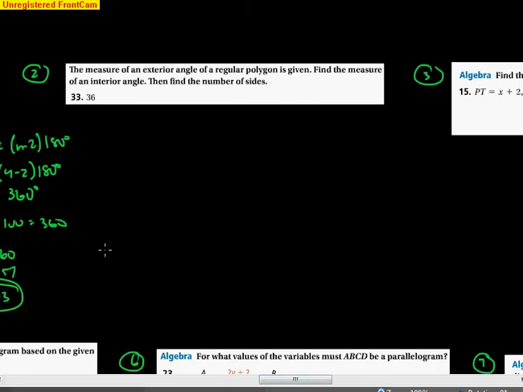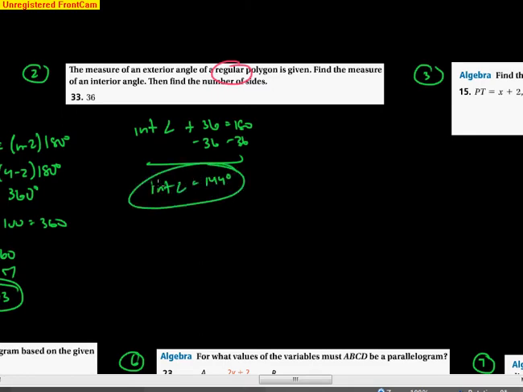2. The measure of an exterior angle of a regular polygon is given. And this word regular is very important. Find the measure of an interior angle, then find the number of sides. So remember, if this is my exterior angle, the interior angle and exterior angle are supplementary. The interior angle plus 36 equals 180. Subtract 36. So the interior angle measures 144 degrees.